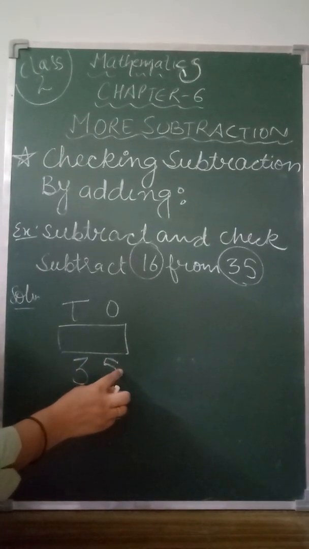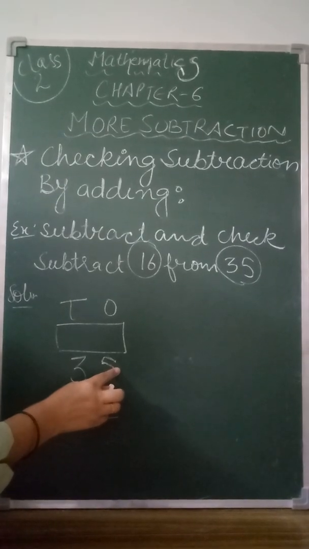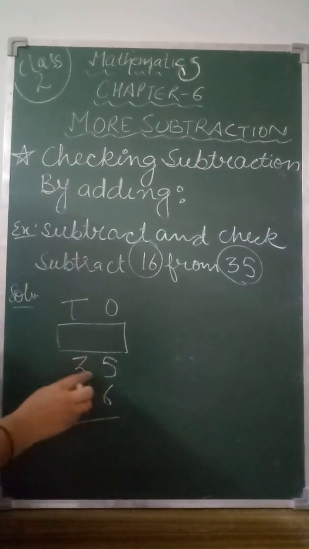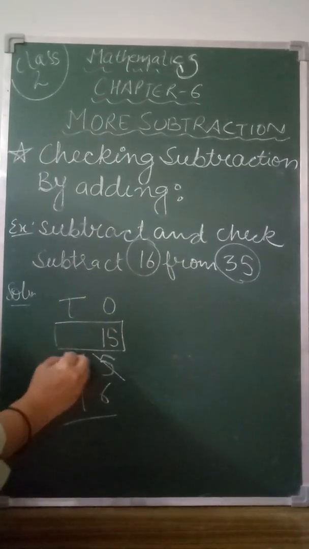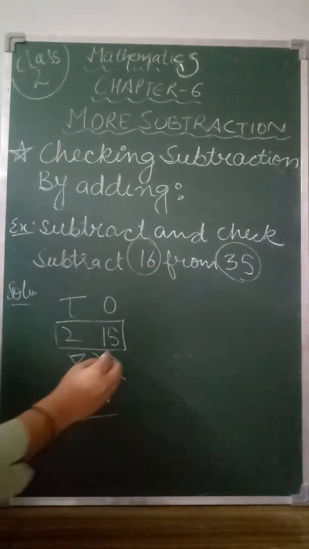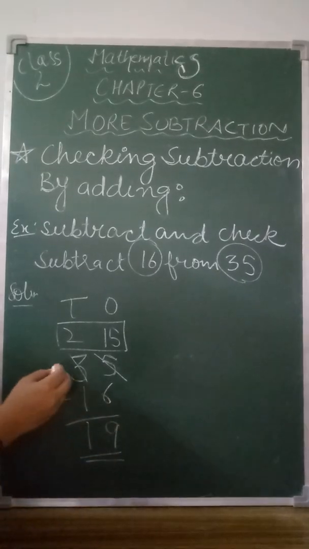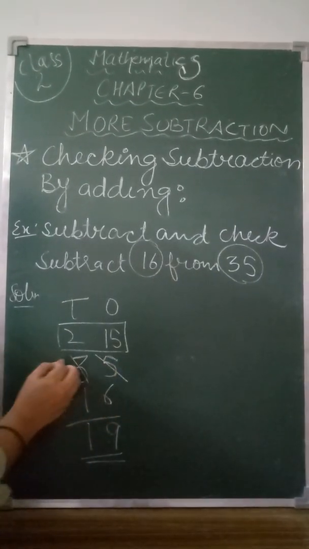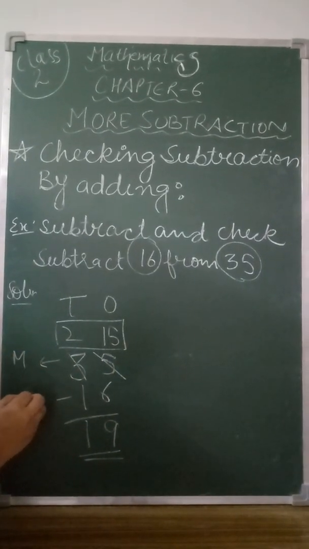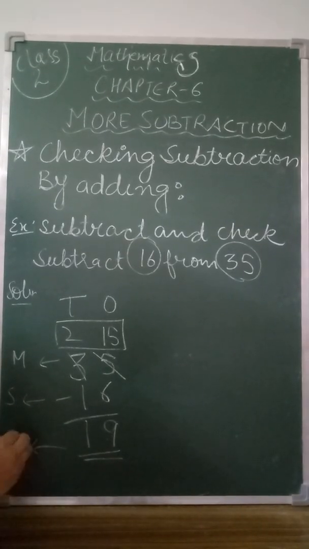Most students are in a hurry, you cannot see the question. Whenever the ones place is smaller in the bigger number, you have to take help from the tens place. Make it 15 and this is 2. Right? Now 15 minus 6 is 9 and 2 minus 1 is 1. Students, this is the minuend, this is the subtrahend and this is the difference.